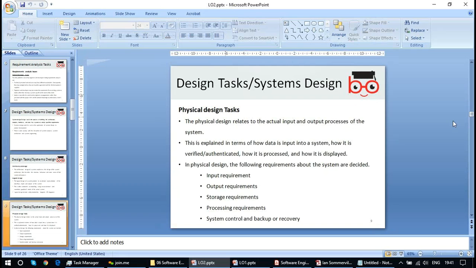Physical design tasks relate to actual input and process of the system, explained in terms of how data is input to the system, how it is verified, authenticated, how it is processed, how it is displayed. In physical design, the following requirements about the system are decided: input requirements, output requirements, storage requirements, process requirements, system control, and backup and recovery. Like a physical design task is related with the physical items used.